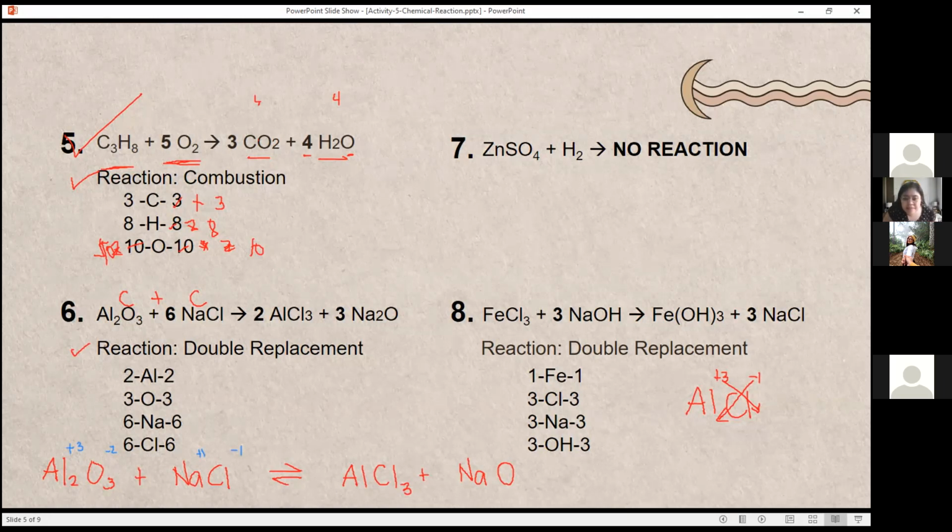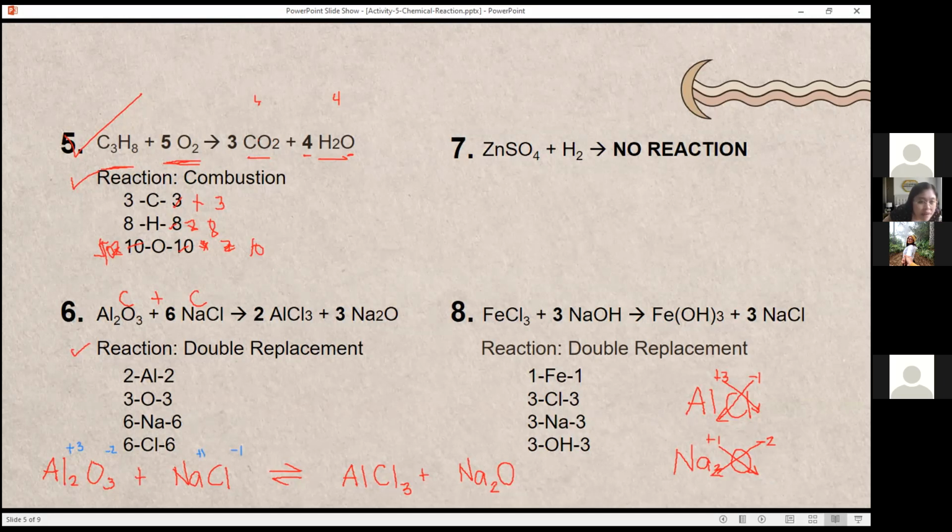Okay? And then, NaO, tingnan natin kung kailangan ba siya ng subscript. Sodium is +1, oxygen is -2. So in here, we need to do the crisscross also. So 2 will be placed here sa sodium, 1 for oxygen, pero no need to write 1. So the correct chemical formula for a sodium oxide is Na2O. So tama na yung mga chemical formula. Ang kailangan na lang ay i-balance siya.